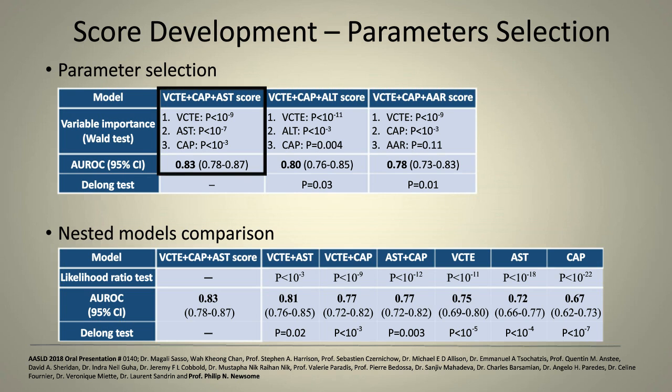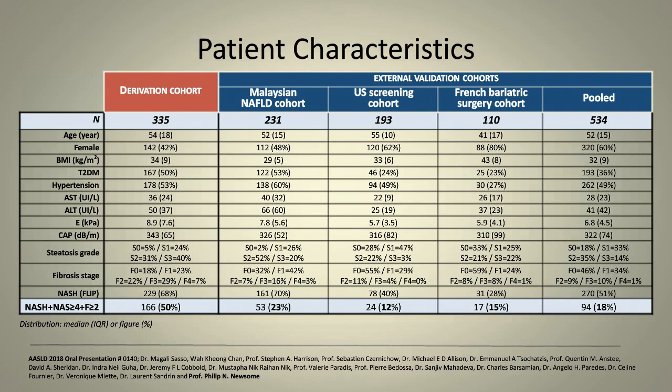Now, I talked about the derivation cohort. I just showed you that data. Now, how did it stack up in an Asian cohort of fatty liver patients, a U.S. cohort, and a French bariatric surgery cohort? And you see the numbers of patients in each cohort. And then down at the bottom, you see the numbers of patients in each cohort that actually met the definition that we were trying to get after with this diagnostic algorithm.